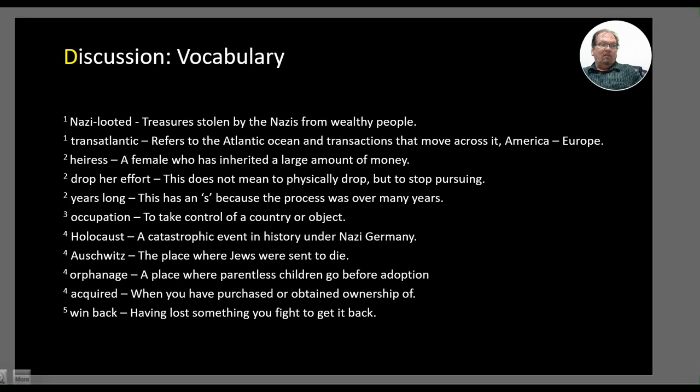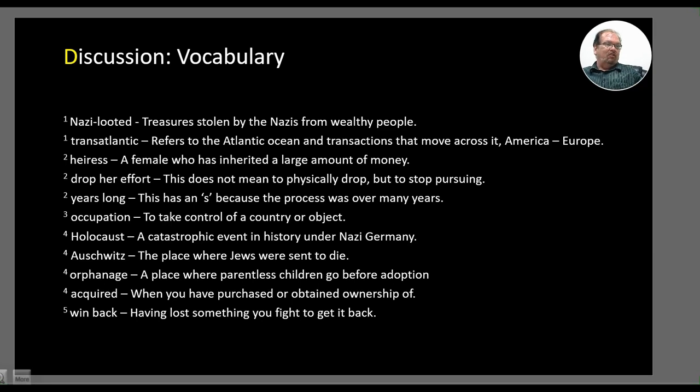Years long. The S is important. This has an S because the process was many years. Her father had tried and unsuccessfully lost, and his daughter continued.